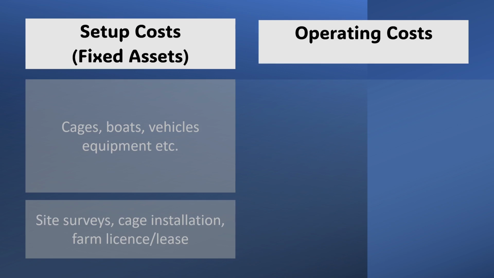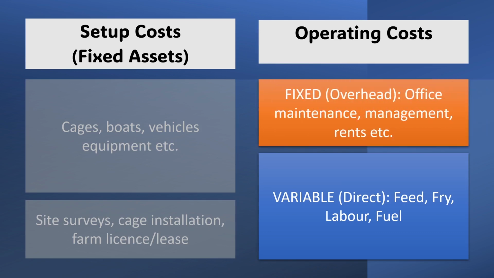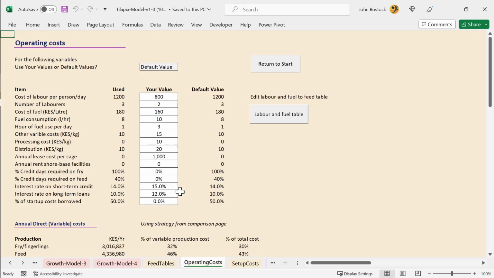In general, operating costs fall within two categories: variable costs, which vary in proportion to the quantity of production, such as feed and fry, and fixed costs, which are not directly linked with the quantity of production, such as administration costs. The Operating Costs button on the Start Here sheet takes you to a sheet where you can enter more details about your operating costs, so that you can see a more informative analysis of the strategy options that you select. These costs are in addition to the feed and fry costs which we set up in a previous video.